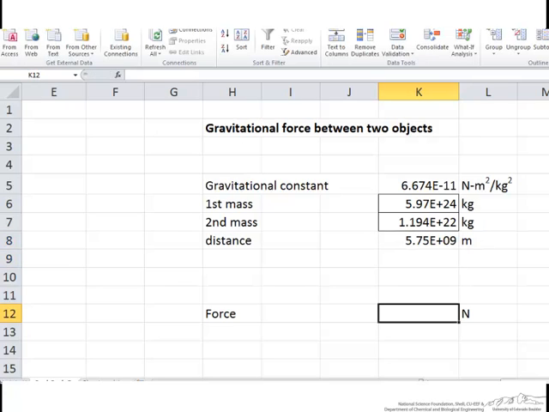Let's figure out the force. So the force is going to equal the gravitational constant times the first mass times the second mass, all of this divided by the square of the distance between them. So here is the gravitational force between Pluto and Earth. Let's go back to our question and see why we might need that data.